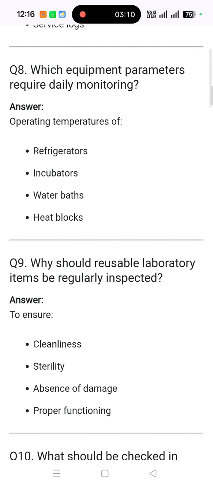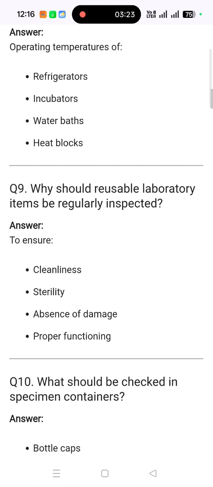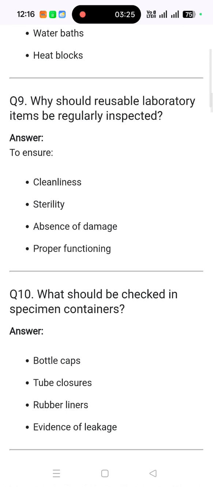Which equipment parameters require daily monitoring? Operating temperatures of refrigerator, incubators, water bath, and heat blocks. So, at what temperature they are working is very important, and you should record it daily. So, temperature should be recorded daily for the equipment.